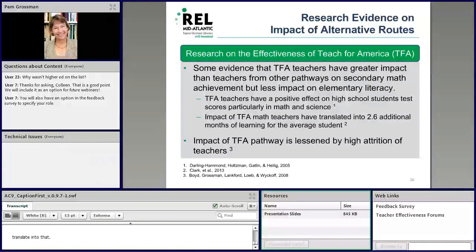The impact of TFA, however, is lessened by the high attrition of teachers. So in our work that I'll talk about a little later, we simulated what happens to the impact of these different pathways when you build in the attrition of teachers and replace them with first-year teachers. And one of the things that shows is that even if on average you have a little less impact on student achievement, if you stay in longer, the pathway as a whole can have a little bit more impact. So retention matters. I guess that's the high level point on that.